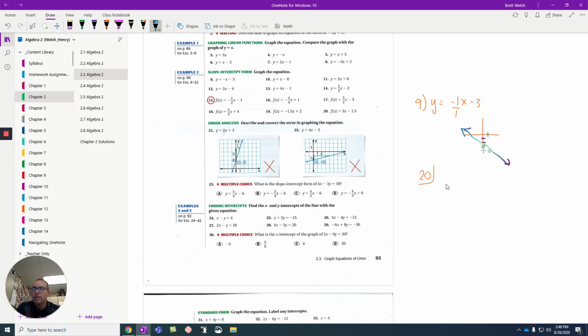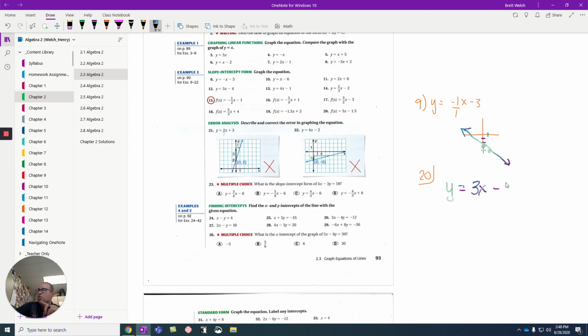Number 20 has a unique problem. I know it says f of x, but I'm just going to use y equals. It's the exact same thing. F of x just denotes that it is a function. Minus, okay, right here's where it gets a little funny. 1.5, you can turn that into a fraction of 3 over 2, which would actually help you with number 19.